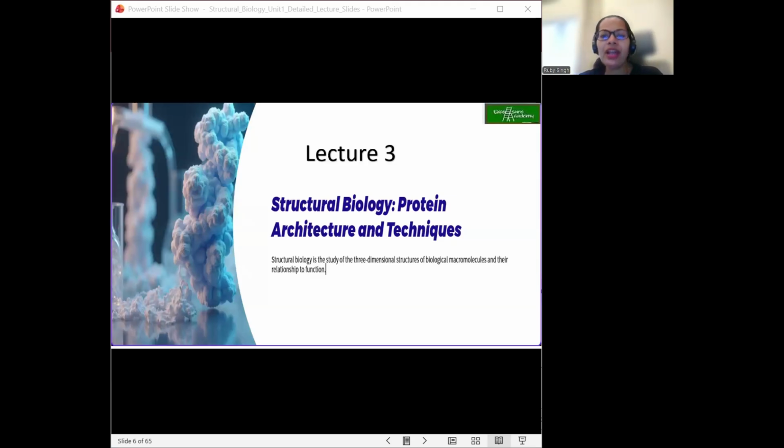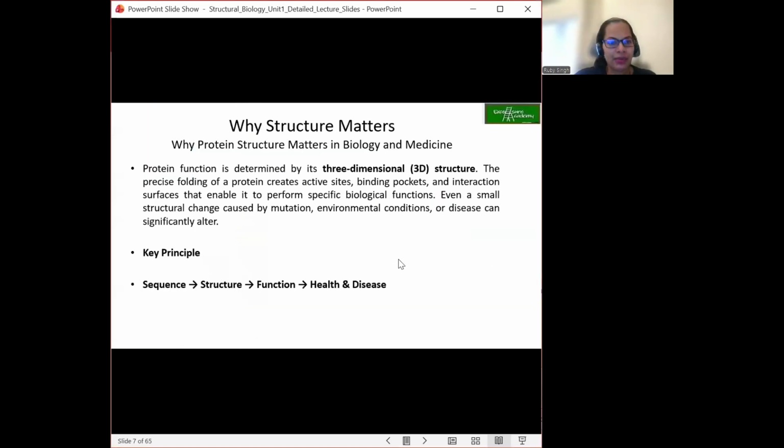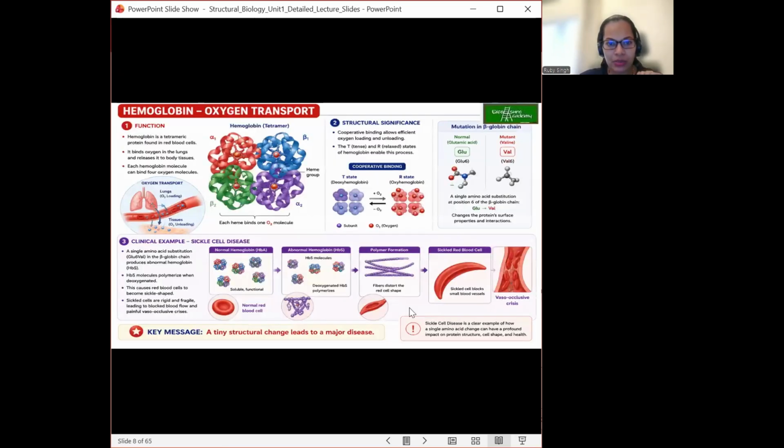Now, let's move on to the example. We discussed in the previous lecture how the 3D structure of a protein or any biomacromolecule is important, and how even a small structural change from a mutation can affect it and can also lead to disease. So let's come to the example of hemoglobin.